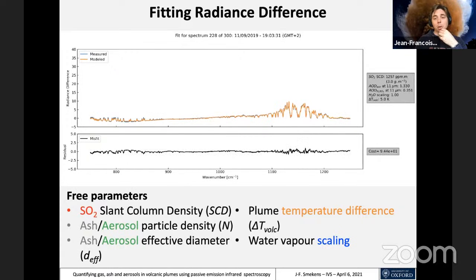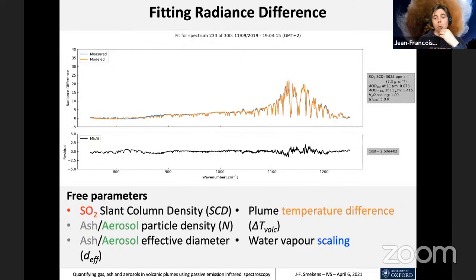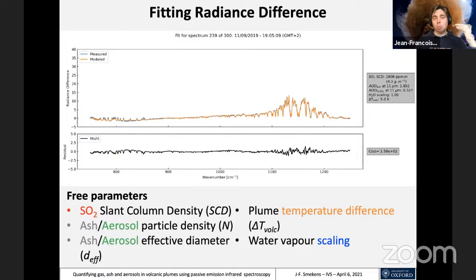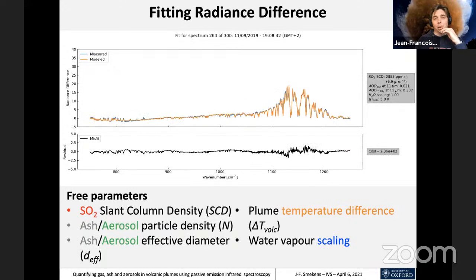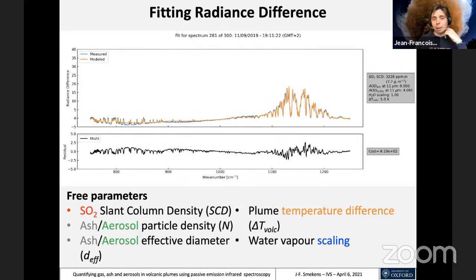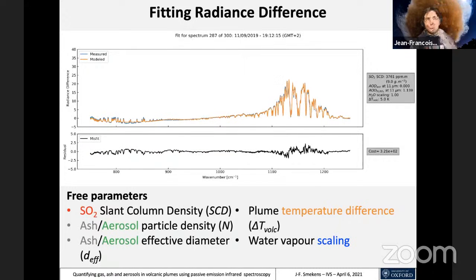There's also a plume temperature difference, so we allow the plume to be warmer than the surrounding atmosphere. But we found that best results are obtained when this is not a free parameter, but a set parameter. And then there's a water vapor scaling as well.